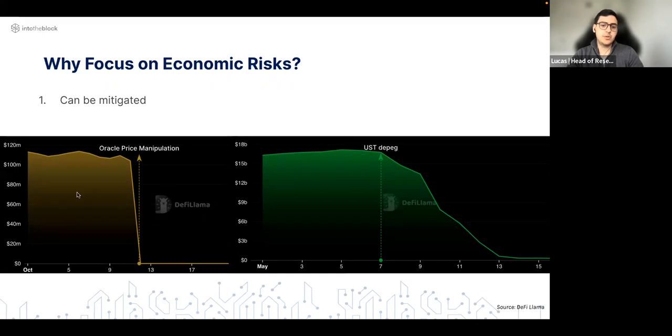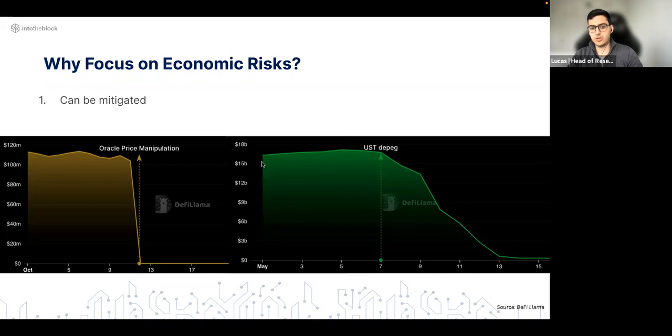So this is an example. On the left is the Mango hack, where within a few minutes, I think within a block even, all of the funds were stolen. So you really can't do anything about it at that time. Versus the UST peg, which is the largest economic risk event to have happened publicly. It did crash quite quickly, but if we look at these both within a 2-week time frame, you had some time to be able to exit.